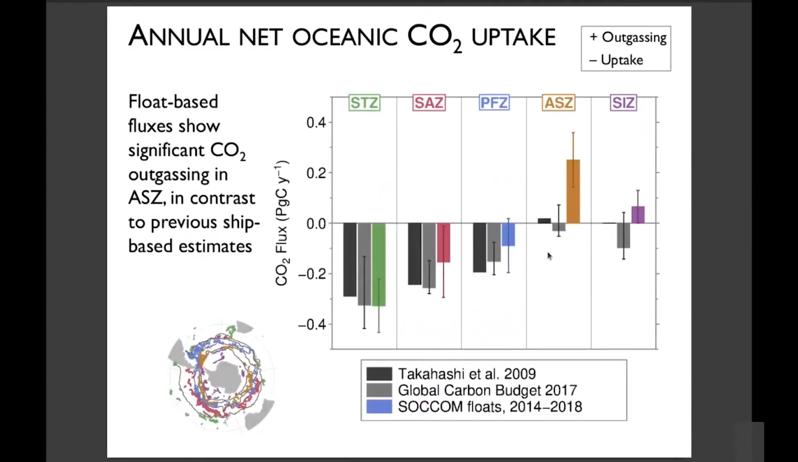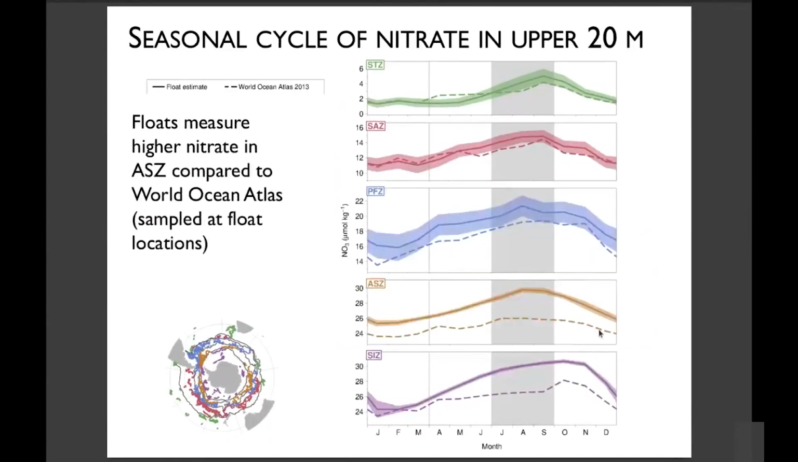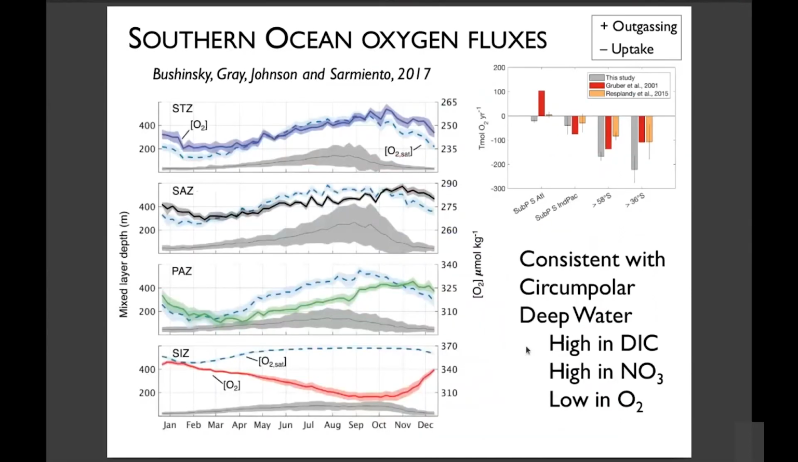And this is also seen in other properties that we're measuring from the floats, like nitrate here. So nitrate is much higher than you would expect based on shipboard data, and also oxygen. There's a similar signal. So this water is very low in oxygen, very high in DIC, and high in nitrate. So it's indicative of circumpolar deep water that's reaching the surface, causing a lot of outgassing.